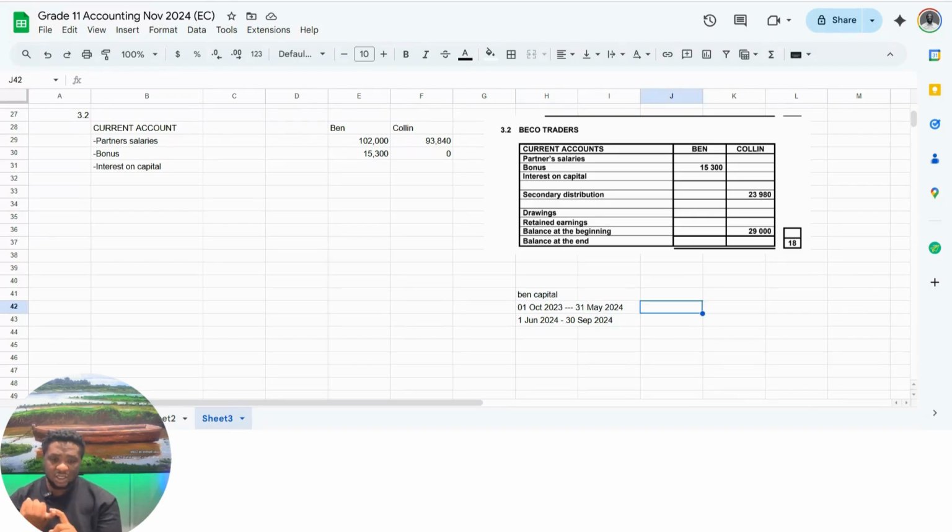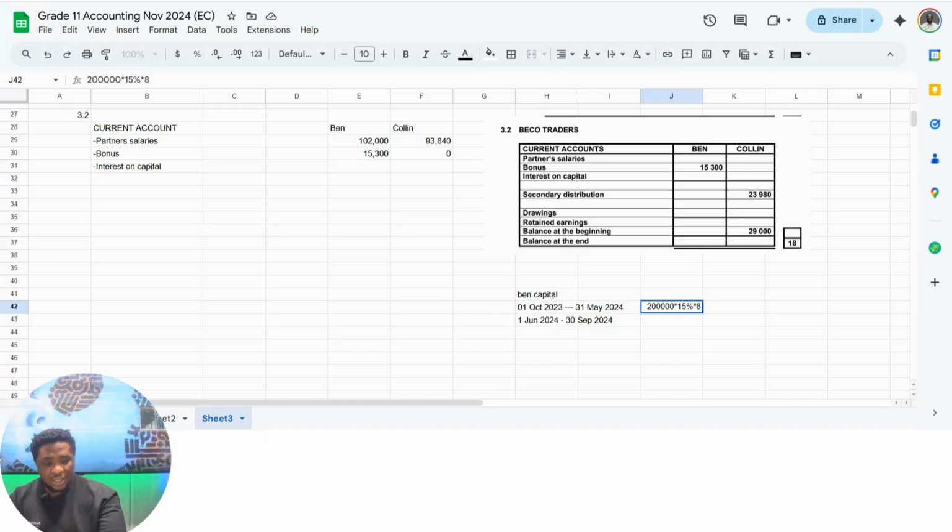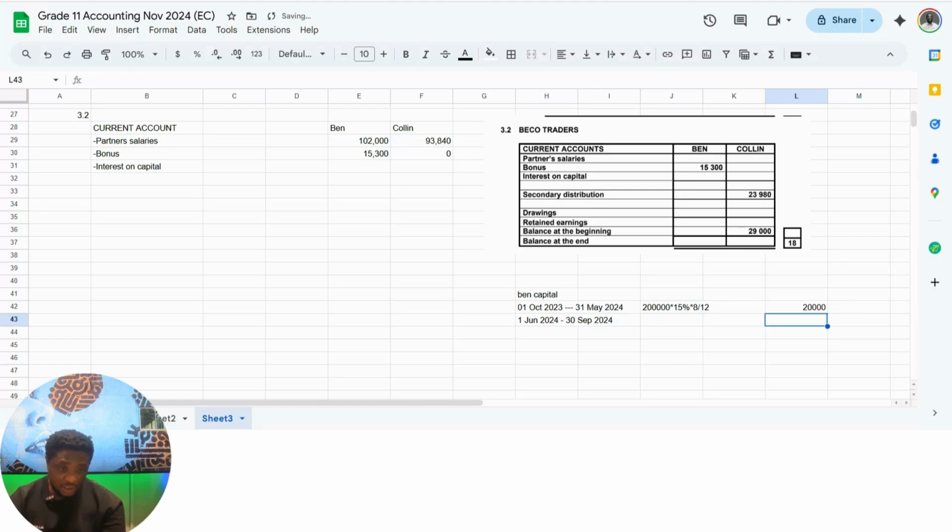All right, cool. So let's see. So how many months is that? So I got October, November, December, January, February, March, April, May. So that's 8 months. And then the last period is going to be June, July, August, September. So that's 4 months. So how are we going to calculate? Well, the balance of the capital during that period before 31 May would have been 200,000, and then multiply by 15% because that's your interest on capital, and then we multiply by 8 over 12. So that would be the interest on capital calculated for those dates.